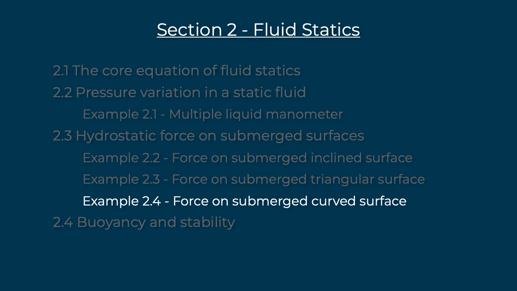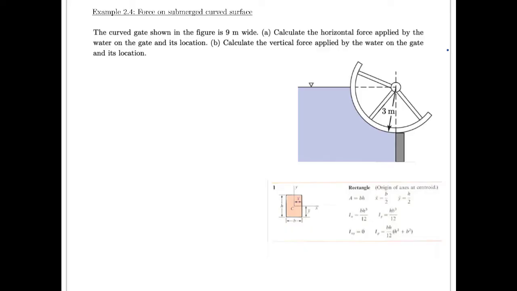Okay, so in this video, I'm going to solve example 2.4, and I'm going to calculate the force on a submerged curved surface in this one. So this question says, the curved gate shown in the figure is 9 meters wide. For part A, calculate the horizontal force applied by the water on the gate and its location. For part B, calculate the vertical force applied by the water on the gate and its location.